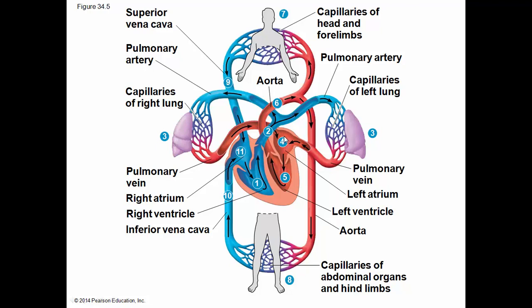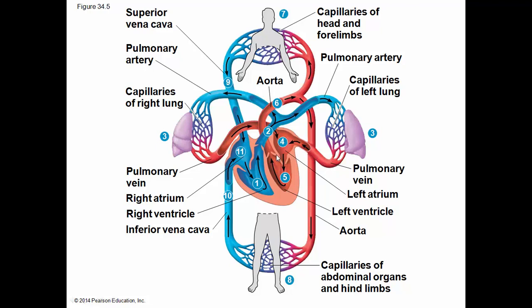Now this is interesting because the pulmonary artery transports oxygen depleted blood, which you would think is mostly the job of a vein, but in this case it's the pulmonary artery, because here it picks up oxygen and then it returns to the heart in the pulmonary vein.